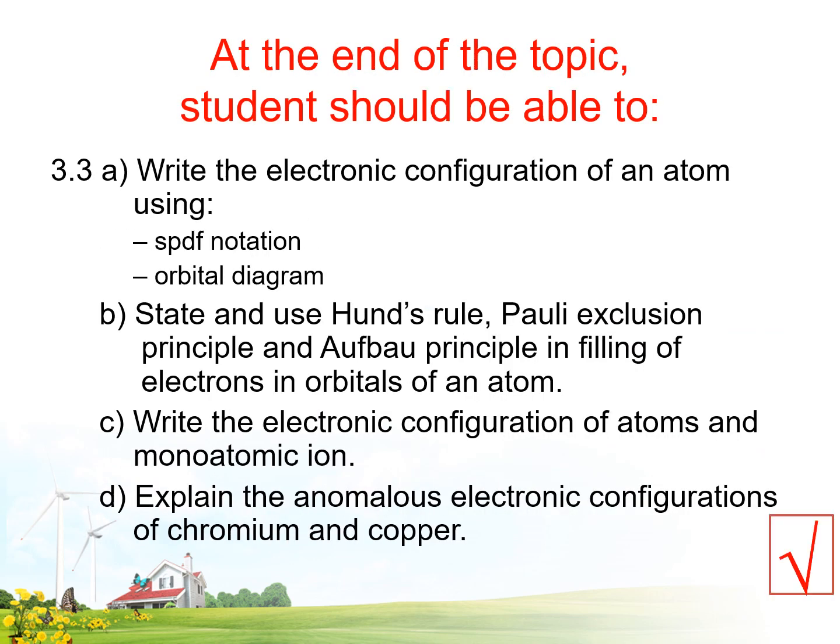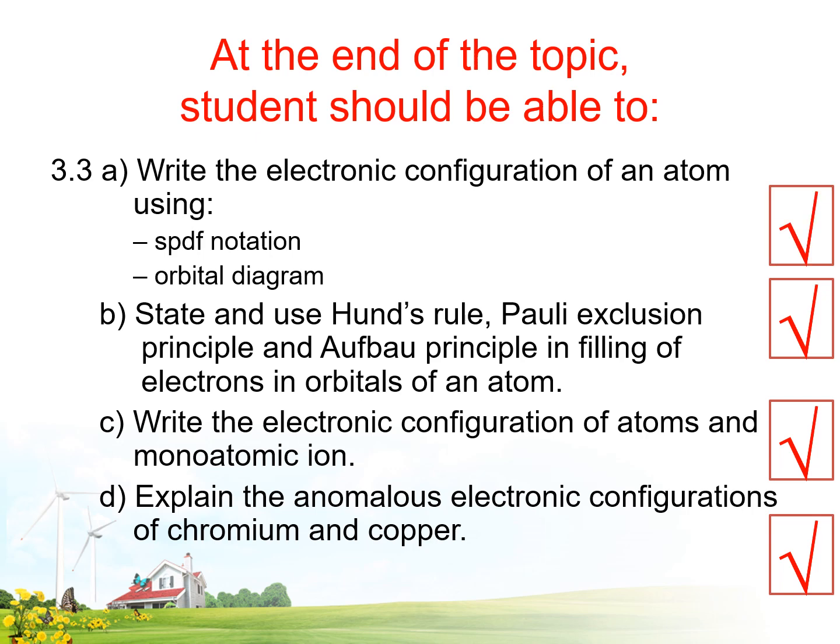Alhamdulillah, we have finished chapter 3. We have learned how to write SPDF notation using Hund's, Pauli, and Aufbau principles, by stating the electronic configuration of monoatomic ions and explaining the anomalous electronic configuration of chromium and copper.